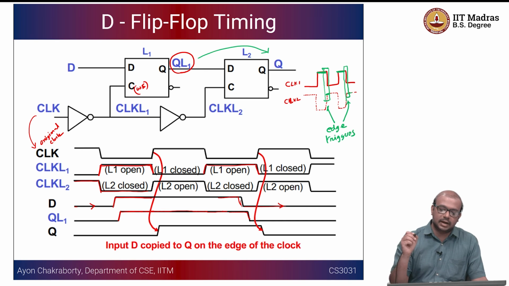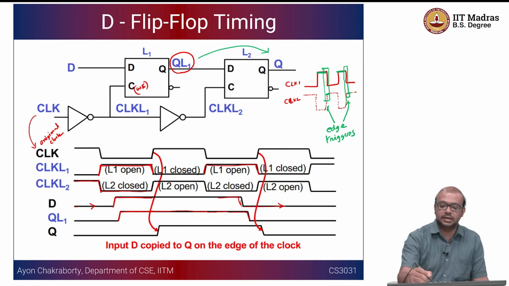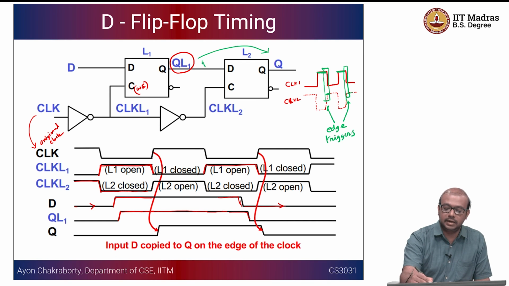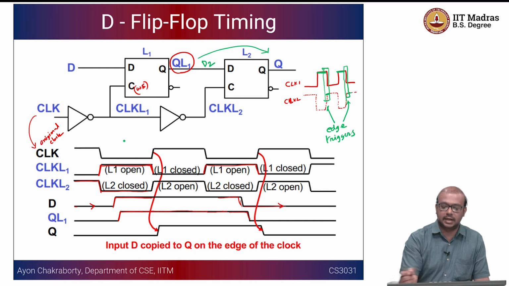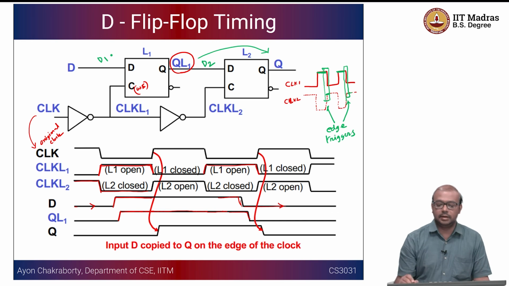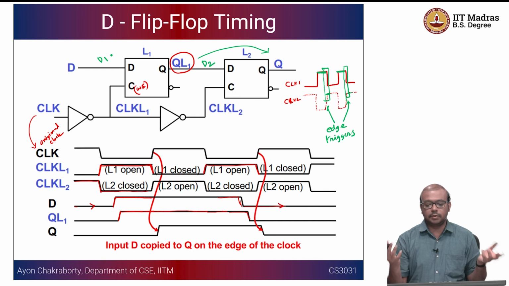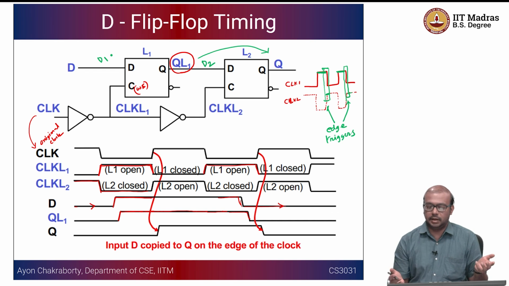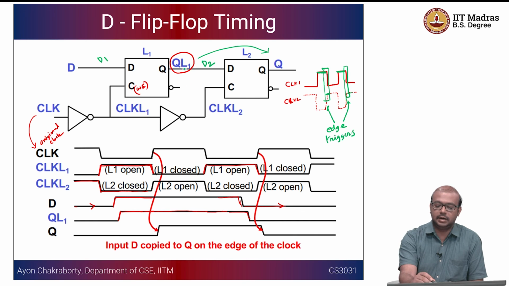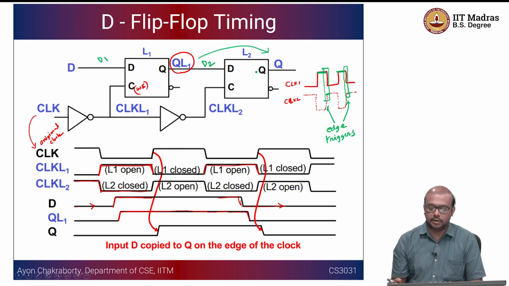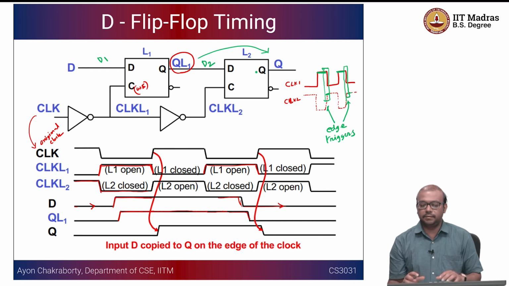That rising edge is the window of opportunity when QL1, which is the data for the second latch, is copied. If I call it D1, D1 is always copied to QL1, the first output, and only at the rising edge is QL1 copied to Q. So you can reflect on how this is working. I gave you an idea intuitively of how this works.